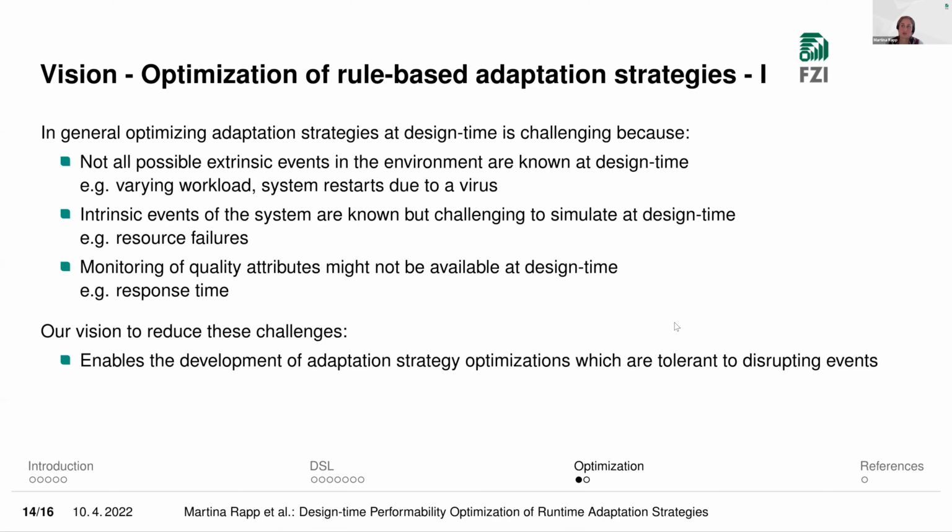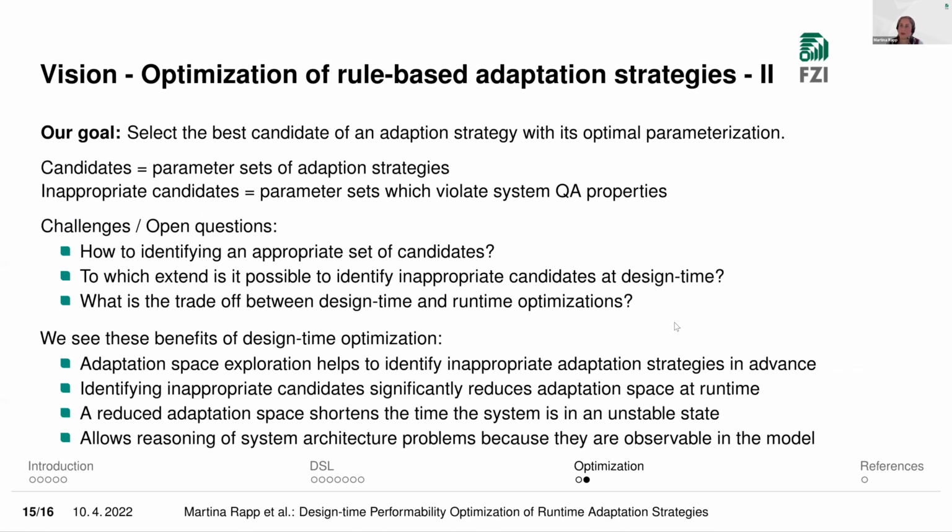So our vision is to reduce these challenges by enabling the development of adaptation strategies, optimization at design time, so that they are tolerant to disruptive events. Our optimization goal is now to select the best candidate of an adaptation strategy with its optimal parameterization. Our optimization candidates are the parameter sets of the adaptation strategies, whereas the inappropriate candidates are parameter sets which violate system quality properties later at runtime.